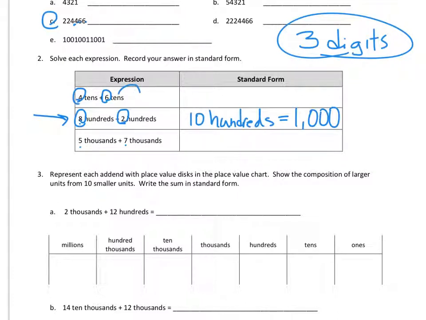So for tens, the next largest thing would be hundreds. And for every 10, they're going to exchange in for 100. Here for thousands, for every 10 thousands, they can exchange that in for 1 10,000. Students should do that exchange so they can help see the number in what we call standard form.